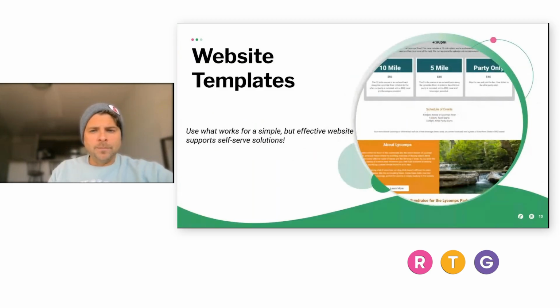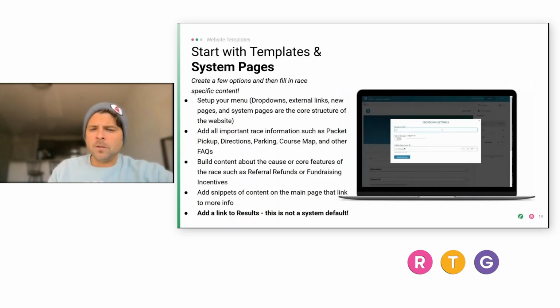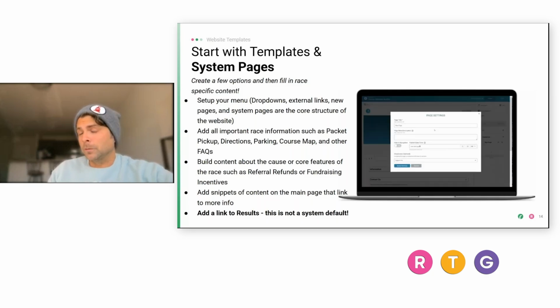Templates, these are simple but effective ones. If you're really just trying to build something that's ready to go out of the box, templates are a great way to do this. So start with the templates and system pages, and then just create a few options in there that fill in the space. There are some things that pretty much everything should have. One of which is event tiles.